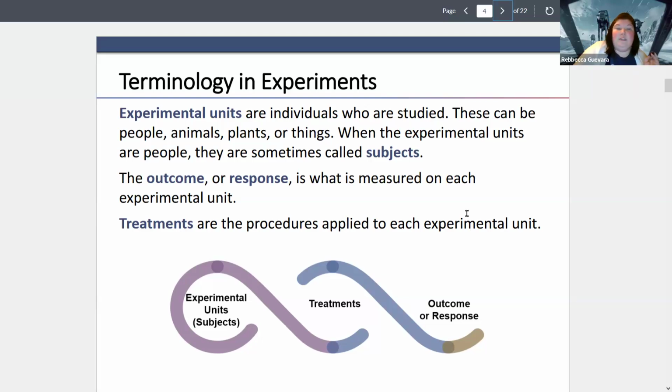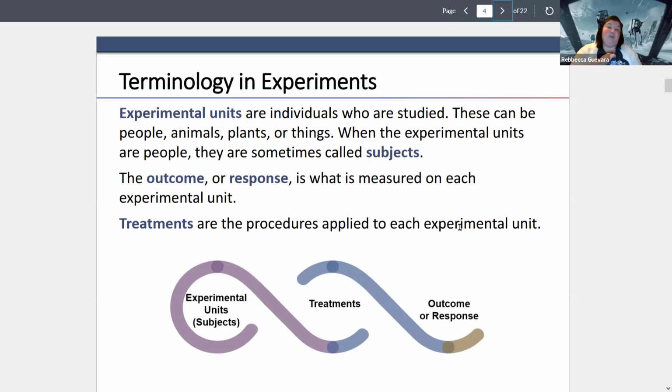The outcome or response is what is measured in each experimental unit. So if we give somebody a drug to see if it's going to lower their blood sugar, then the outcome is how much their blood sugar lowered, or did it go up. So it's that change in blood sugar that would be the outcome.